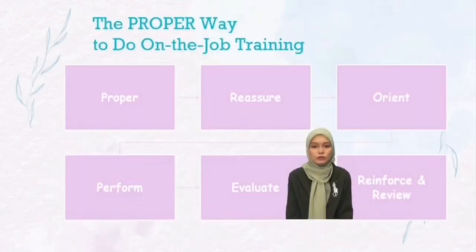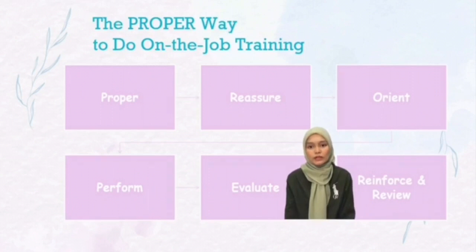The proper way to do on-the-job training. Prepare: decide what employees need to be taught, identify the best sequences or steps of the training, decide how best to demonstrate these steps, and have materials, resources, and equipment ready. Reassure: put each employee at ease, learn about his or her prior experience and adjust accordingly, and try to get the employee interested, relaxed, and motivated to learn.